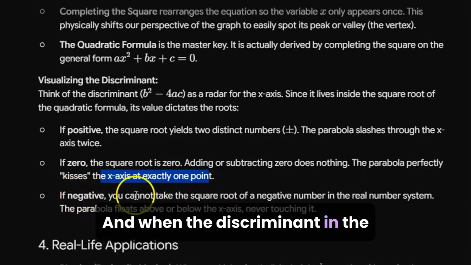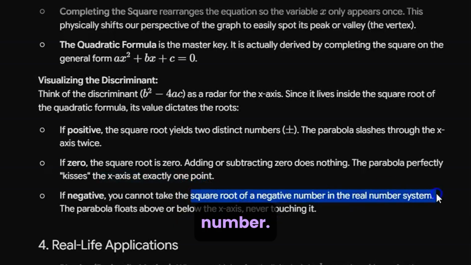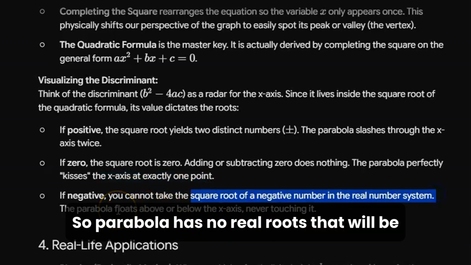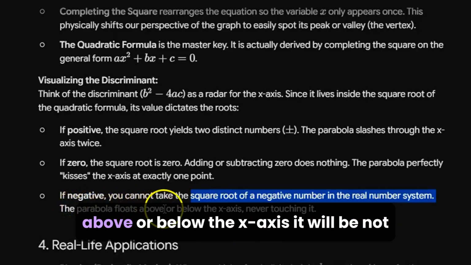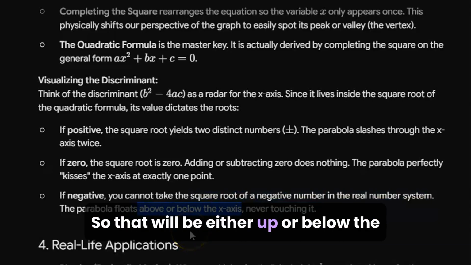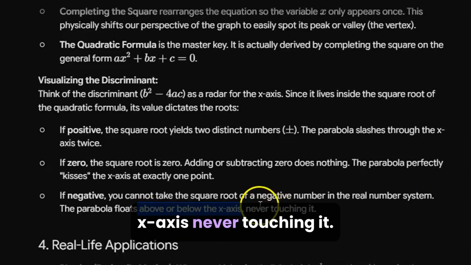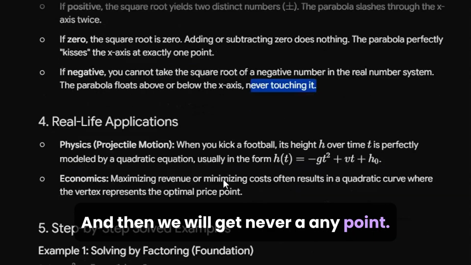And when the discriminant is negative, we cannot take the square root of a negative number in the real numbers. So the parabola has no real roots, they are imaginary roots, and the parabola floats above or below the x-axis, never cutting or touching it anywhere.